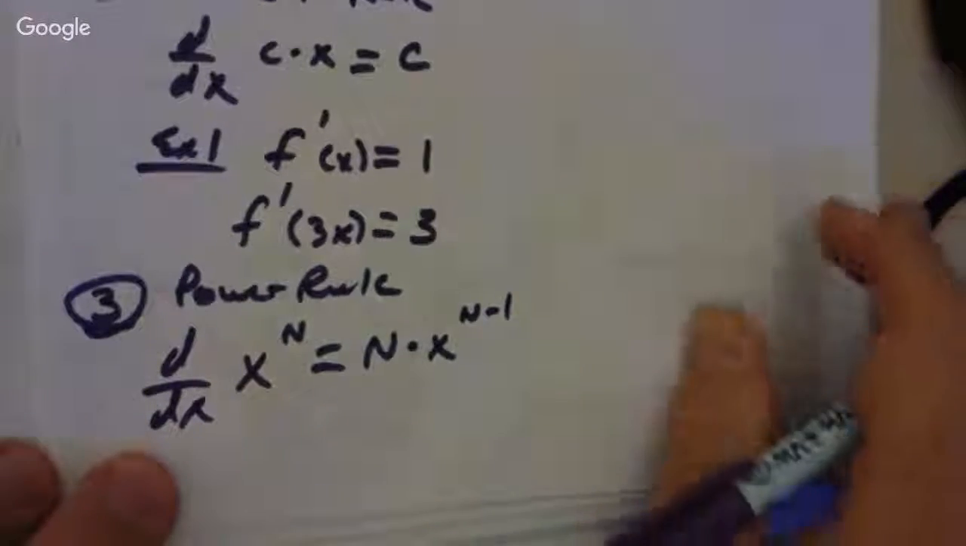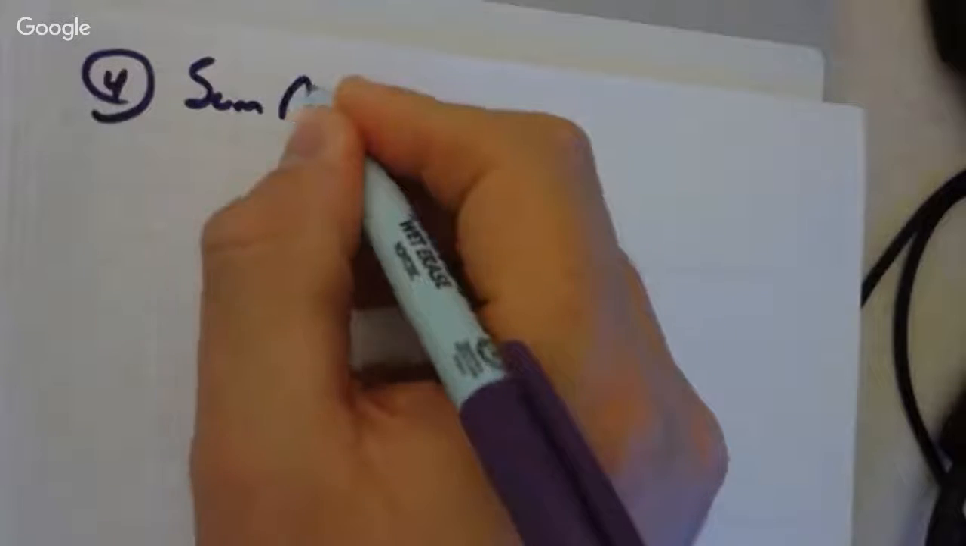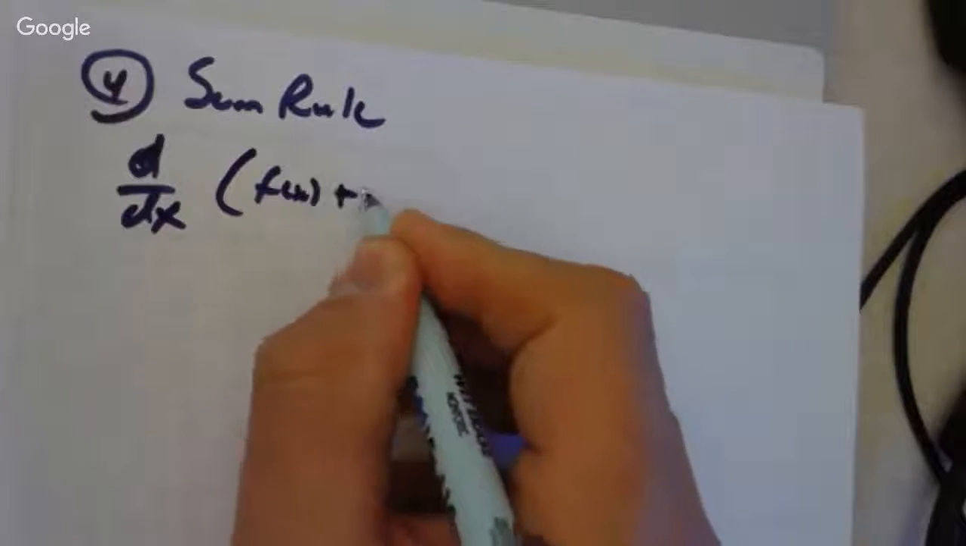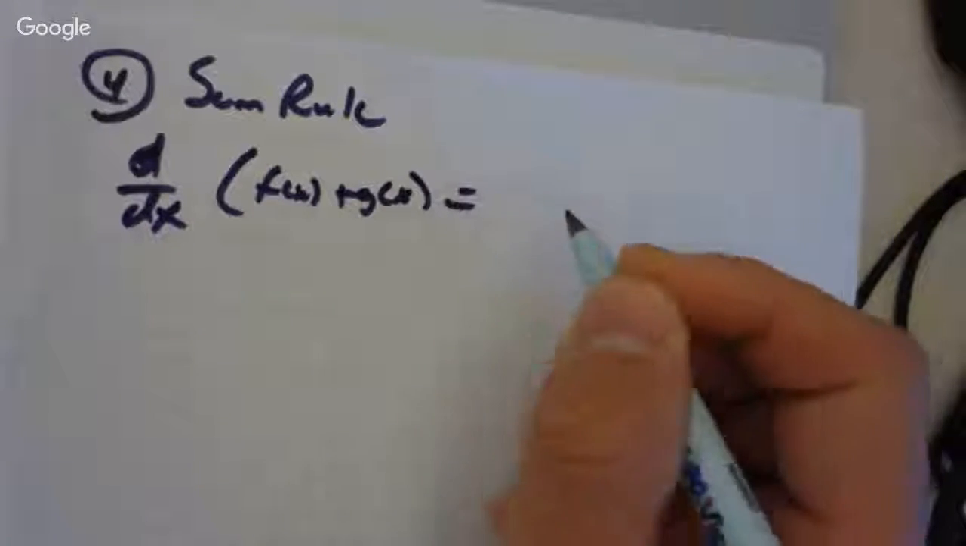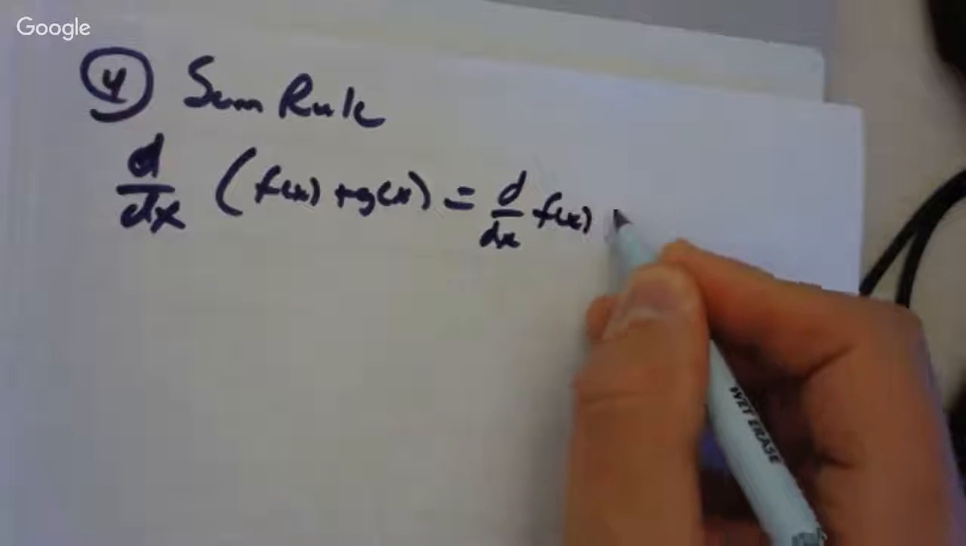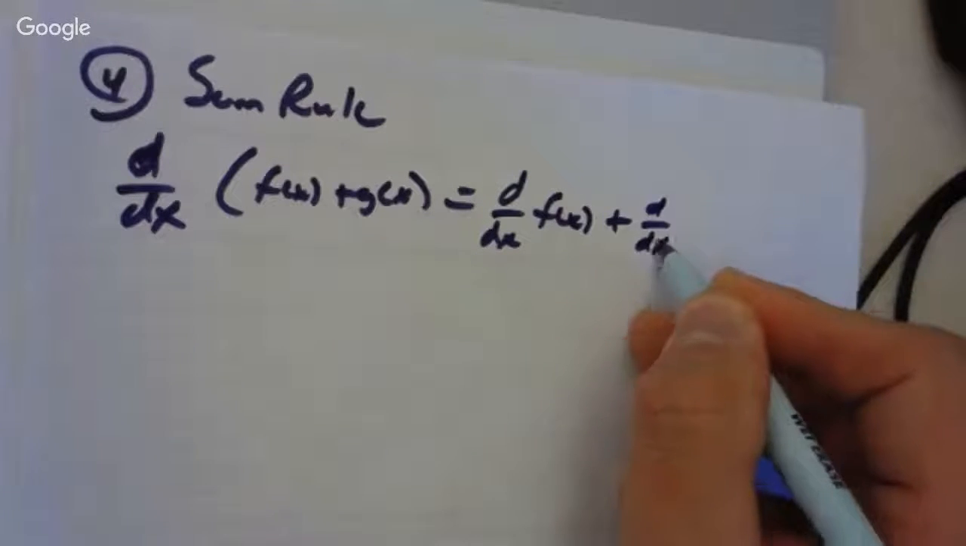Okay, number 4, the sum rule. The derivative of f of x plus g of x. Can you break it up? Yes, you can. Just take the derivative of the first plus the derivative of the second.